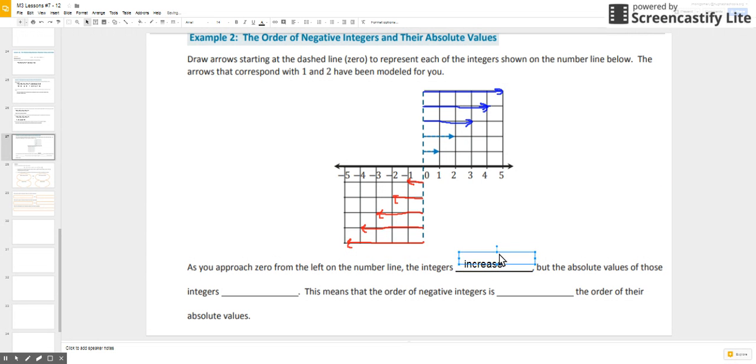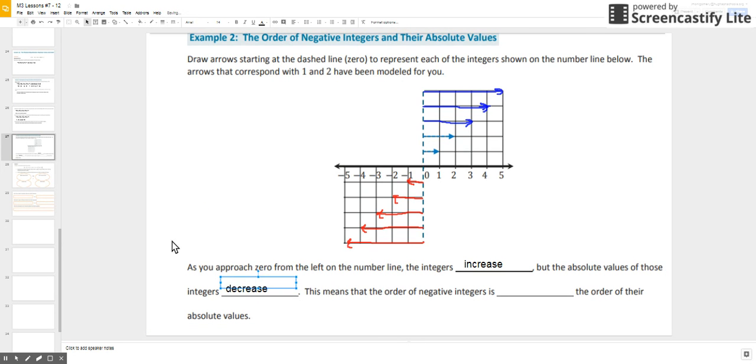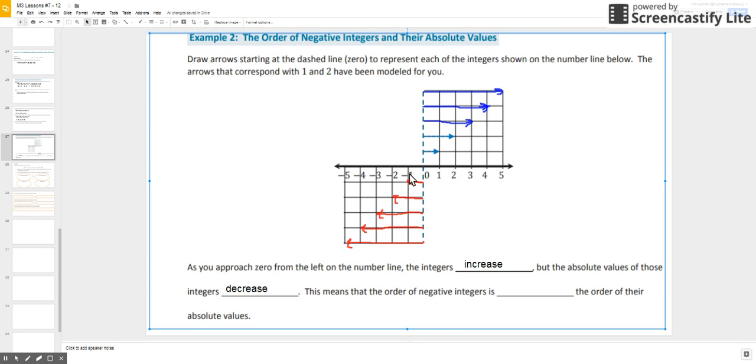But what about their absolute values? Well, their distance from 0, that's what these arrows represent, their distance from 0. This is a big distance from 0, then smaller, smaller, smaller. They decrease. So as we approach from the left, their absolute values decrease. So the numbers themselves, the integers, increase in value, but their absolute values, which these lines represent, because remember, distance from 0, decrease, or they get smaller and smaller.